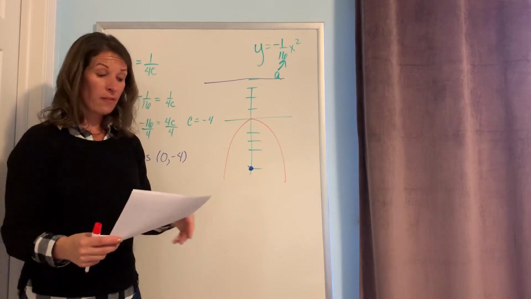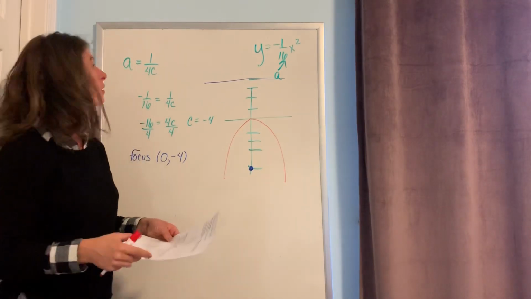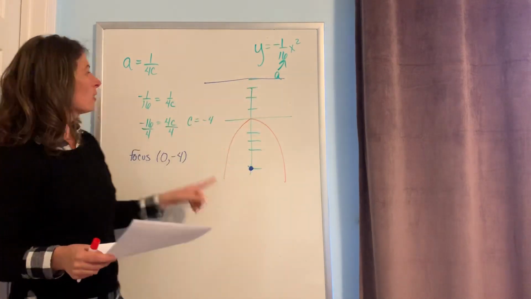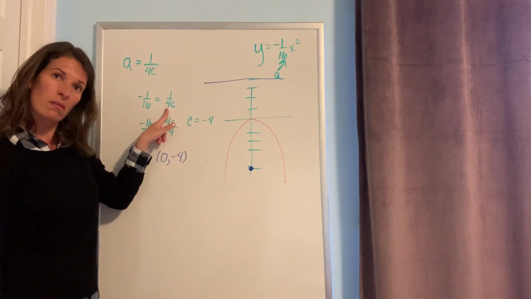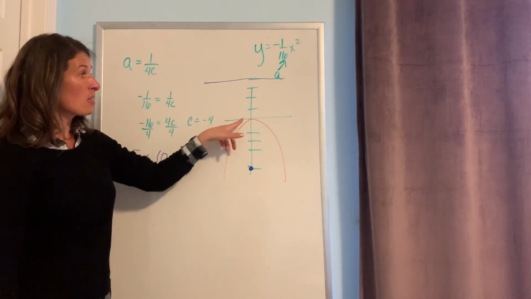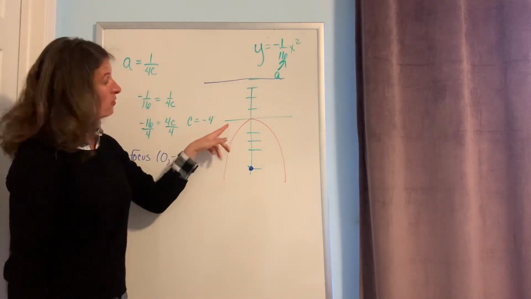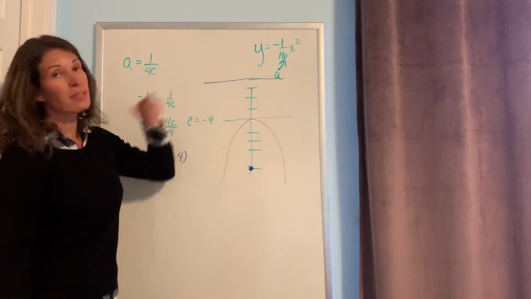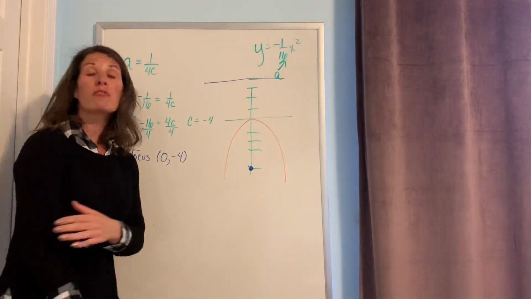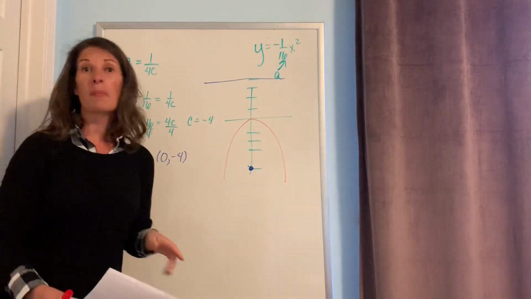So we have solved for our focus by knowing that our a value is equal to 1/4c. We know our directrix is equidistant from 0. So if this is at -4, my directrix has to be at +4. And then we've drawn our parabola knowing that it encompasses our focus.